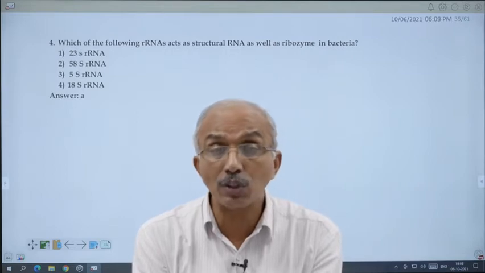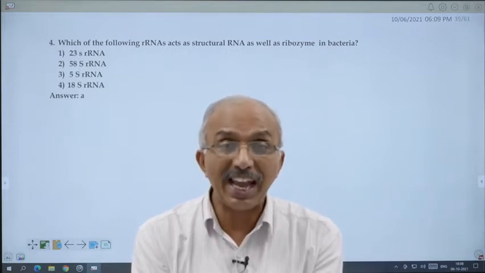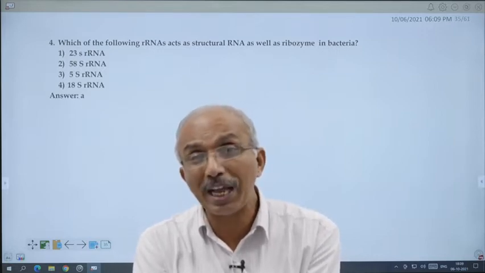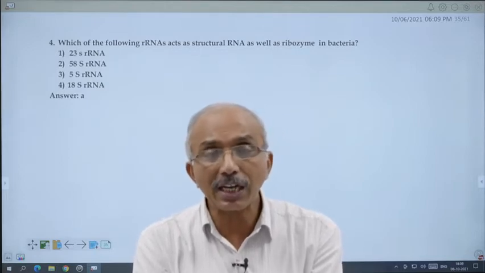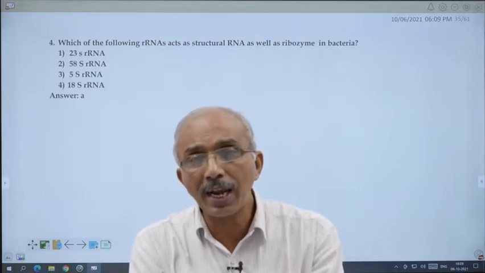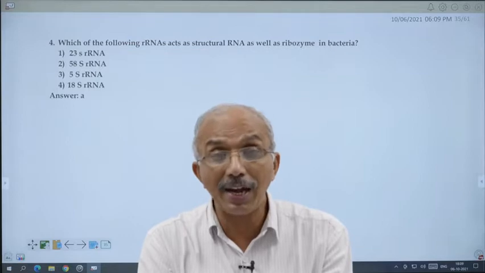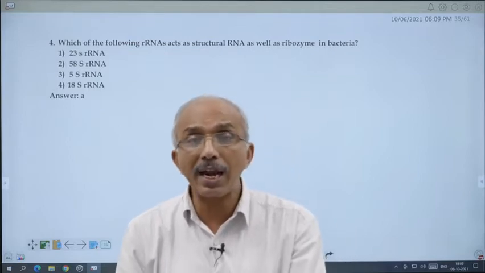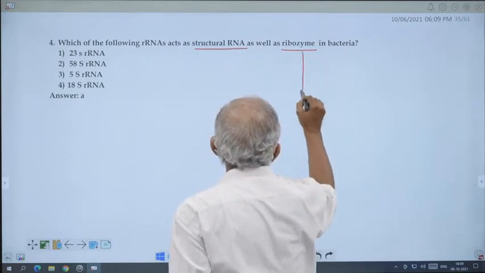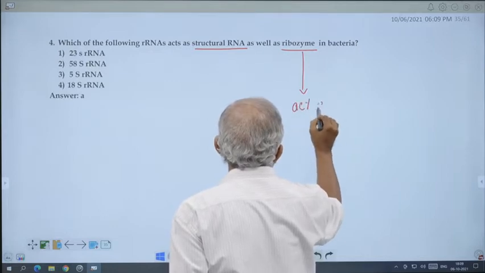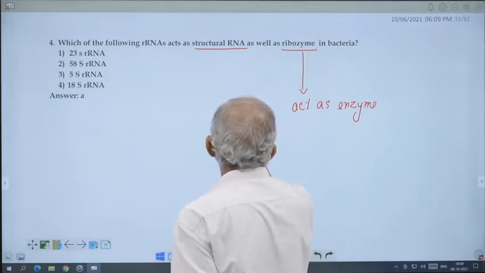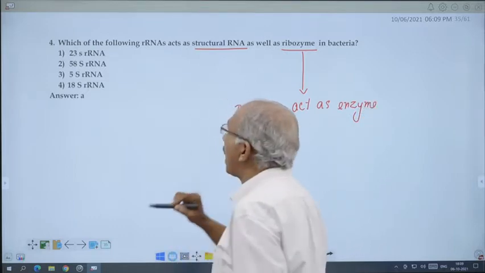80 different types of proteins. So the ribosome is a ribonucleoprotein particle, structurally consisting of RNA and protein. So ribosomal RNAs are structural RNAs. Some ribosomal RNA act as ribozyme. Ribozyme means RNA acting as an enzyme.